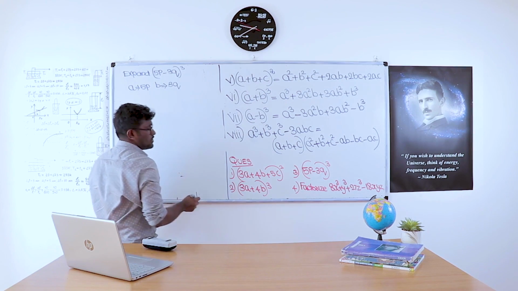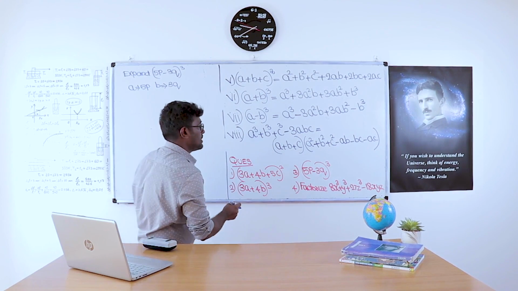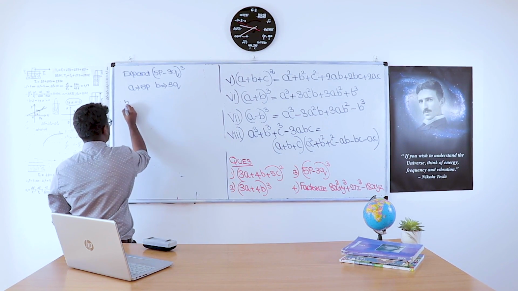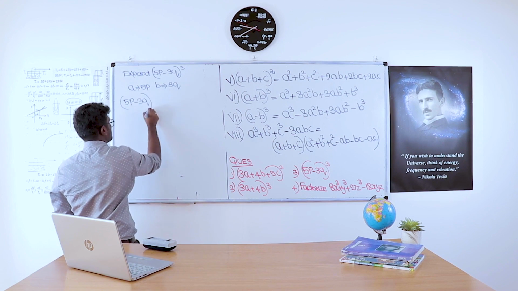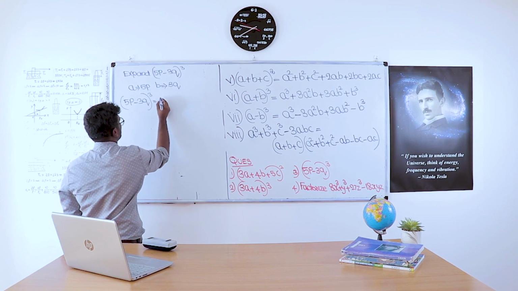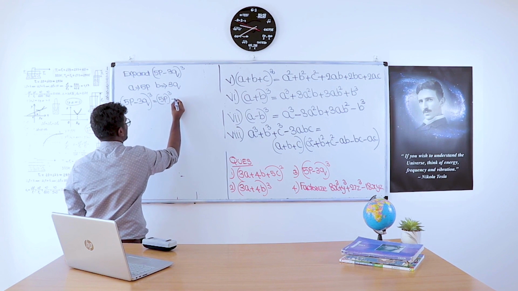So (a minus b) the whole cube is a cube minus 3a square b plus 3ab square minus b cube. So 5p minus 3q the whole cube equals: first of all, a cube. A cube is (5p) the whole cube, minus 3a square b.